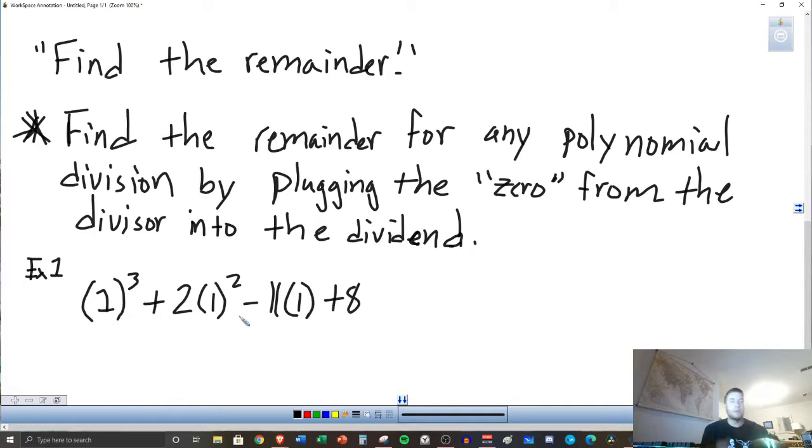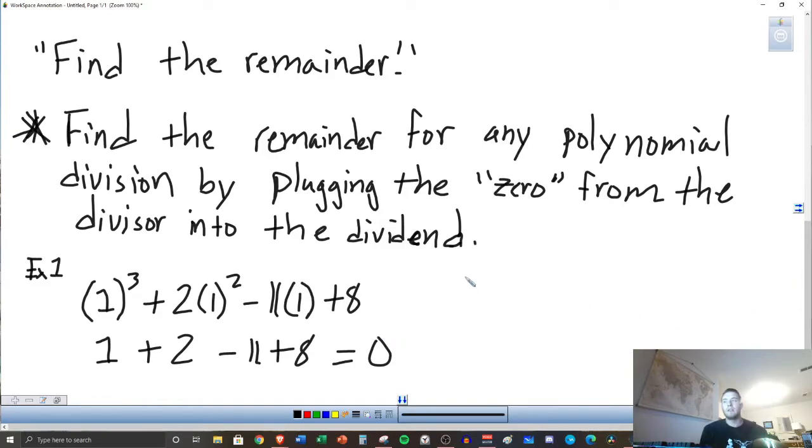Now we're going to solve this. We just have to simplify it. PEMDAS, order of operations. 1 to the third is 1, plus 1 to the second is 1 times 2 is 2, minus 1 times 11 is 11, and then plus 8. We add all this together, we're going to get 0.